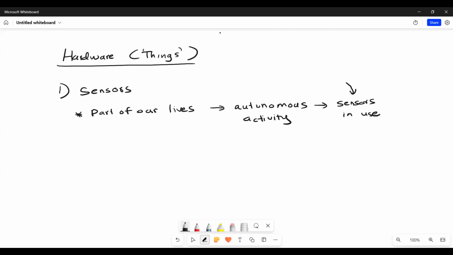Because of that, using sensors is really useful. And sensors nowadays are able to sense different parameters.